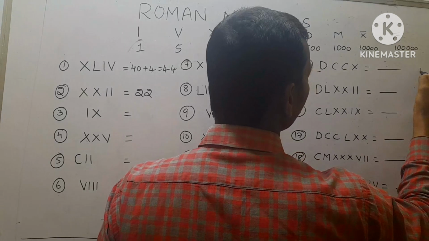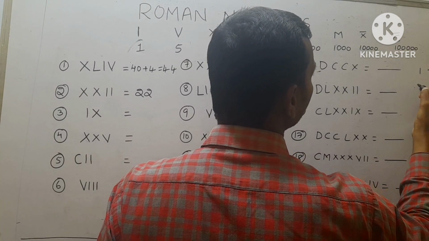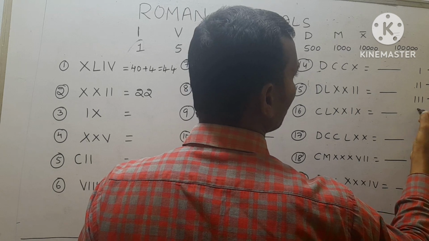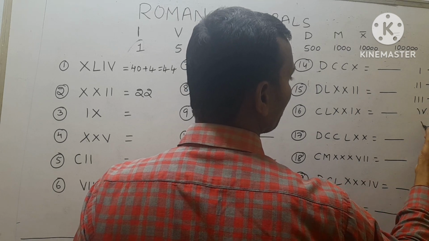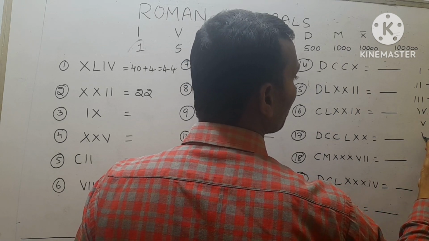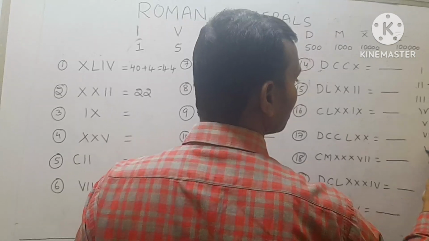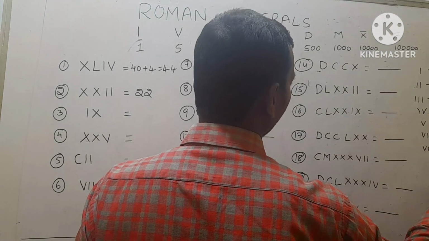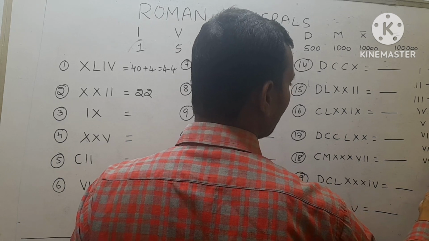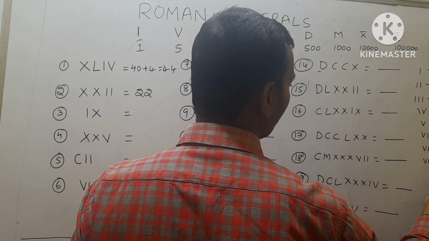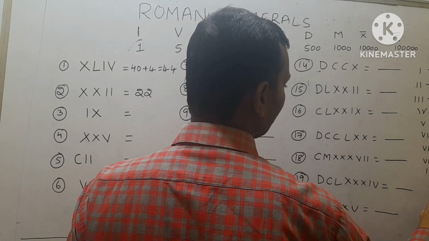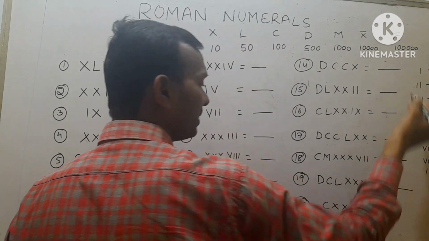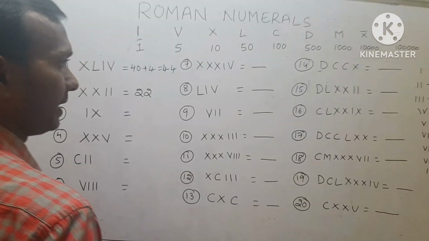So I means 1, II means 2, III means 3, IV means 4, V means 5, VI means 6, VII means 7, VIII means 8, IX means 9, X means 10. So these are the basic 1 to 10.